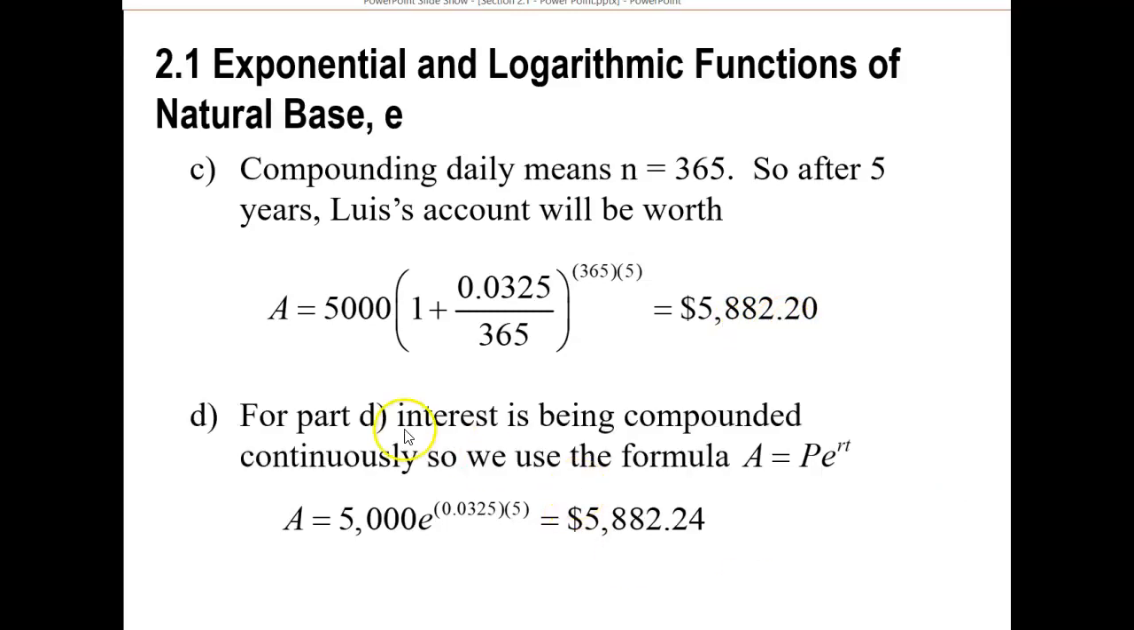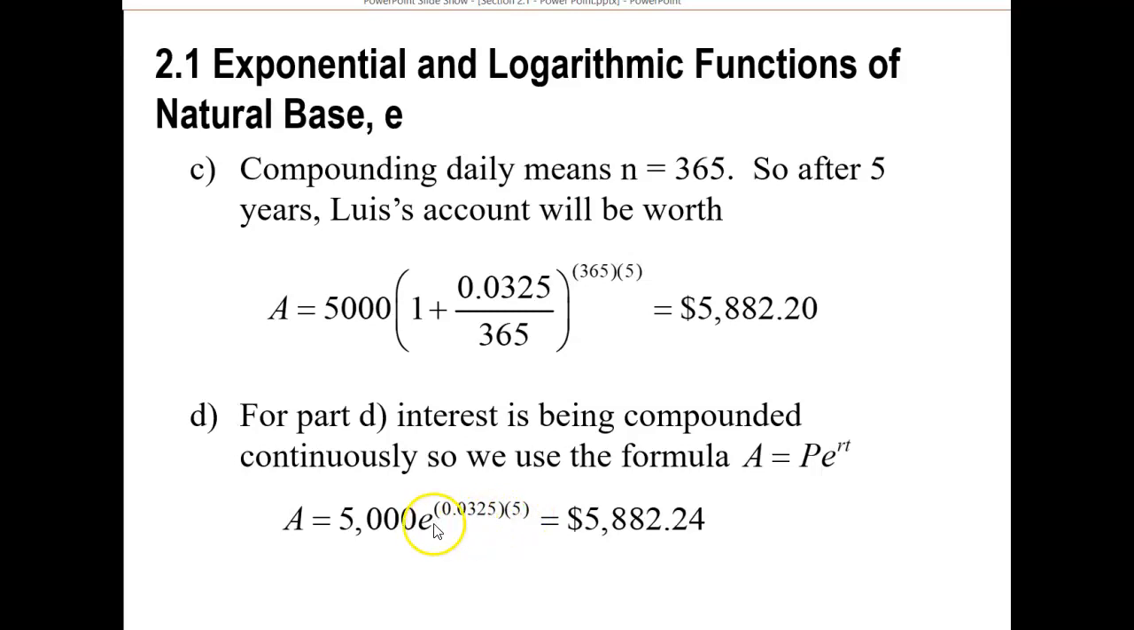And then finally, part D means interest is being compounded continuously. So that means our formula is going to involve A equals P e to the RT. So when you see the word continuous, you change to this formula. So 5,000 is still our P. E, there's a button on your calculator for that number. Interest rate goes up here this time. 0.0325 is the interest rate. And then T is still 5.